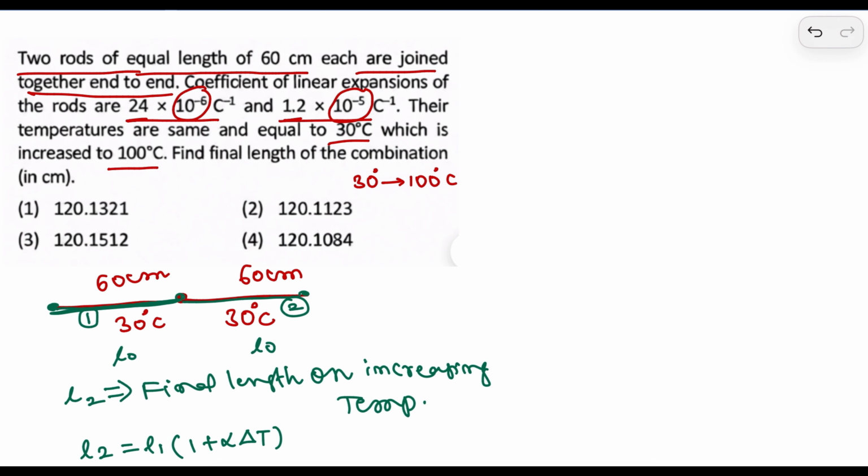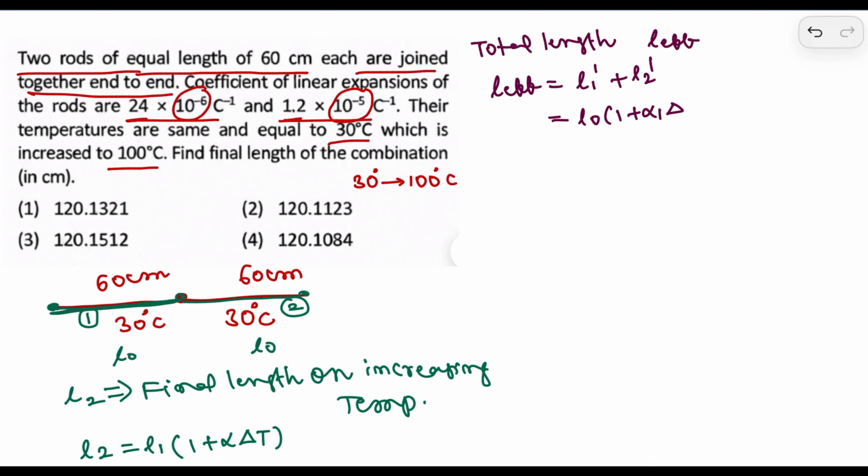Okay. So now I'm finding the total length, total increased length. So that's what I'm saying, L effective. L effective is equal to, we can write, first one is L1 dash plus L2 dash. L1 is L naught times of 1 plus alpha 1 delta T, plus L naught times of 1 plus alpha 2 delta T. Okay.